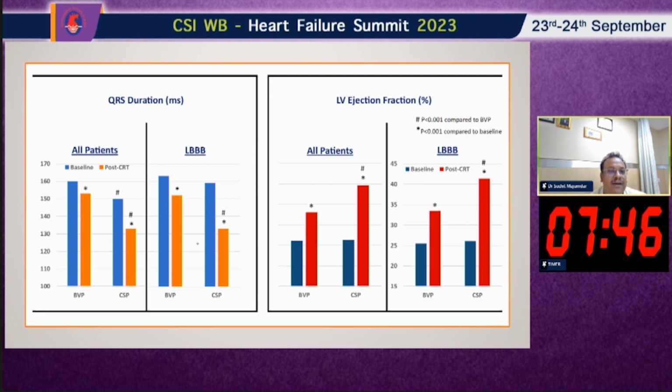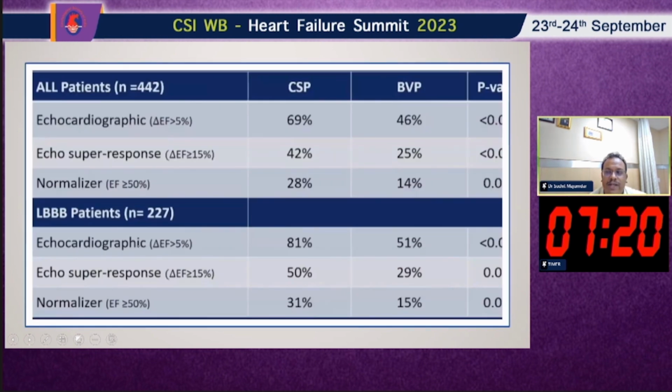So if you see the outcomes of these studies, we can see that in all patients and also in the LVEF group, there was a significant decrease in the QRS duration in the CSP compared to biventricular pacing, and LV ejection fraction was also improved in the all patients analysis versus also the LVEF analysis. Next slide. I'm not going into detail because of paucity of time.